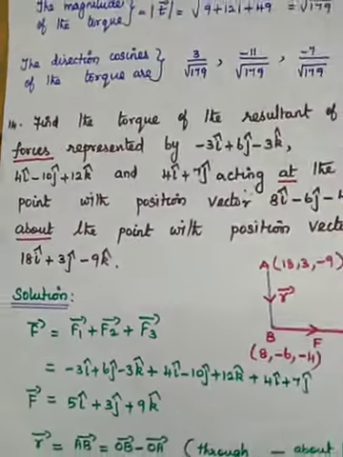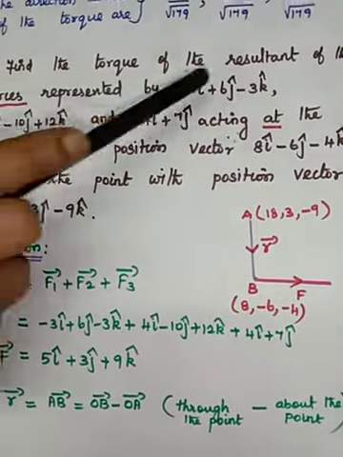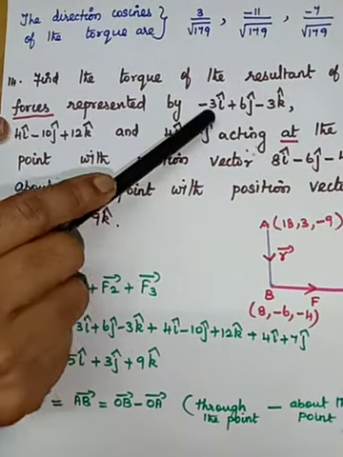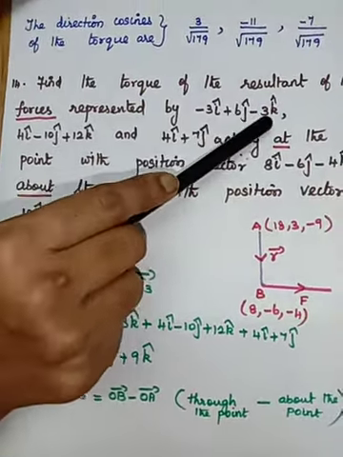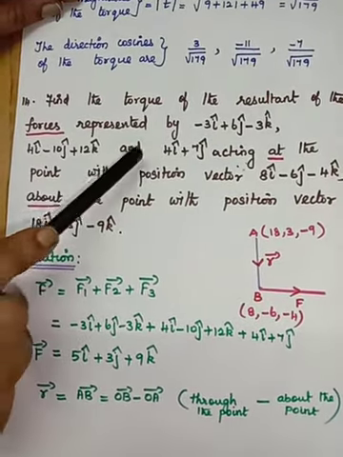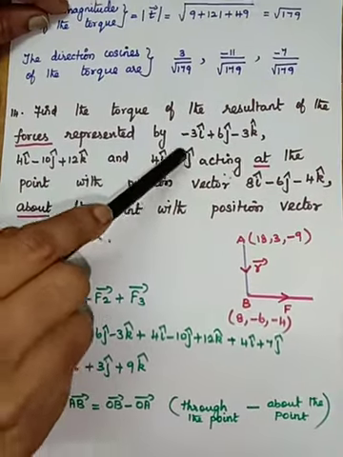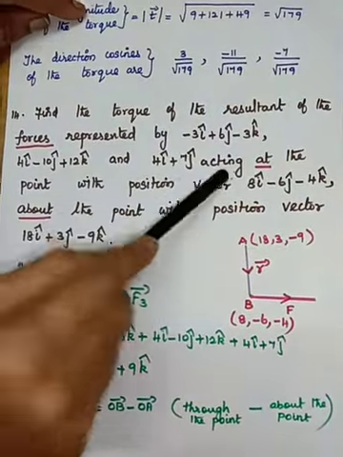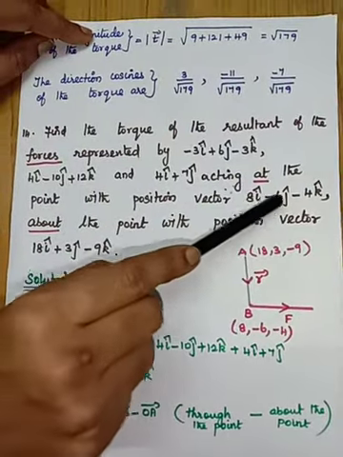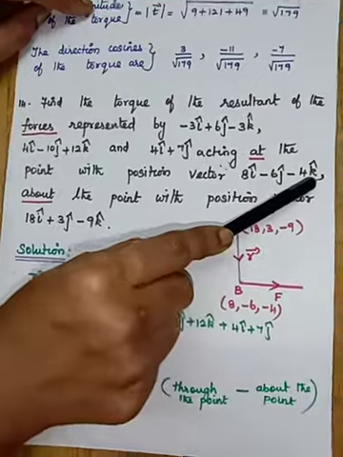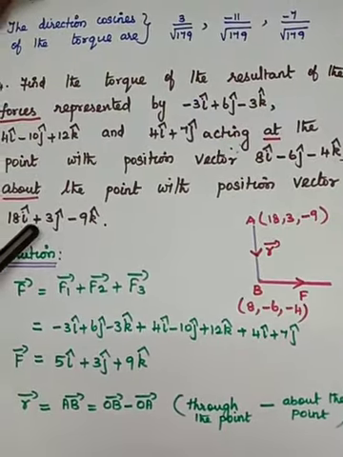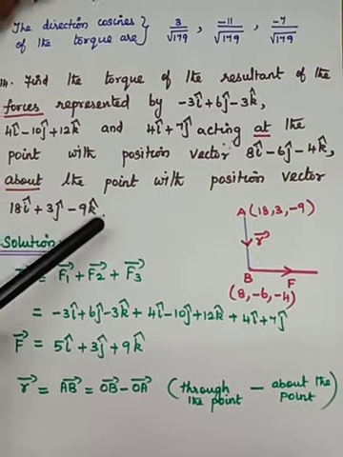Next come to the 14th problem. Find the torque of the resultant of the forces represented by minus 3 i cap plus 6 j cap minus 3 k cap, 4 i cap minus 10 j cap plus 12 k cap, and 4 i cap plus 7 j cap, acting at the point with the position vector 8 i cap minus 6 j cap minus 4 k cap, about the point with the position vector 18 i cap plus 3 j cap minus 9 k cap.